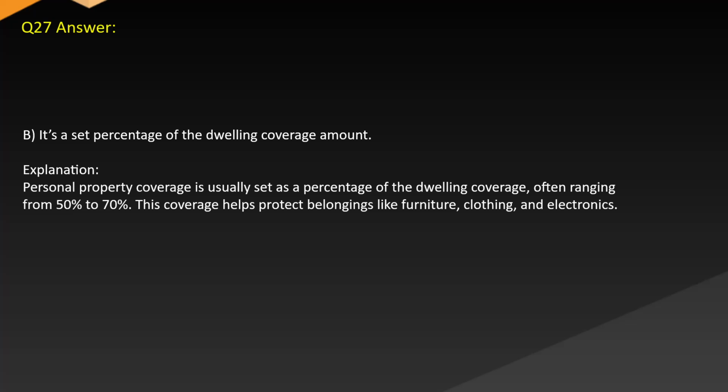Answer B. It's a set percentage of the dwelling coverage amount. Explanation. Personal property coverage is usually set as a percentage of the dwelling coverage, often ranging from 50% to 70%. This coverage helps protect belongings like furniture, clothing, and electronics.